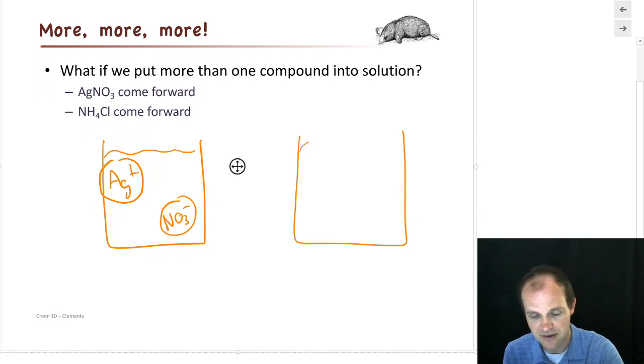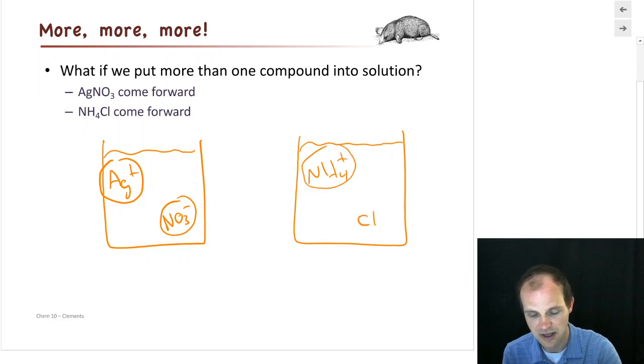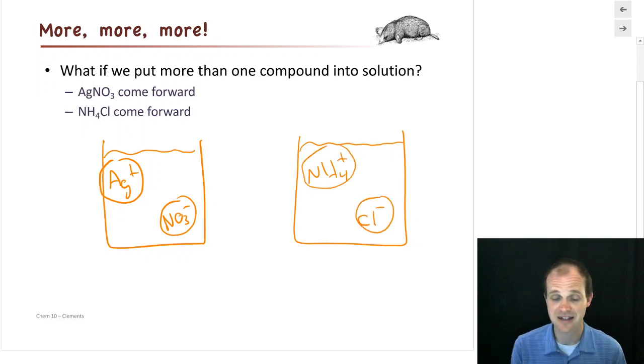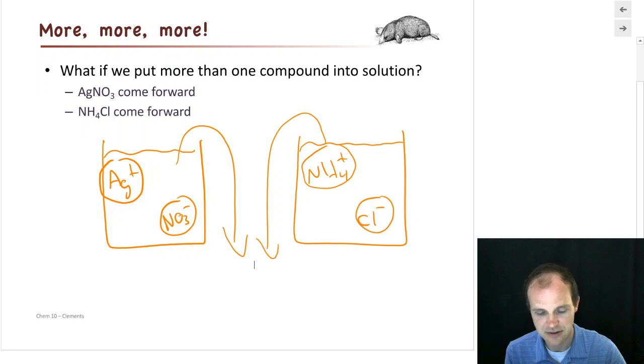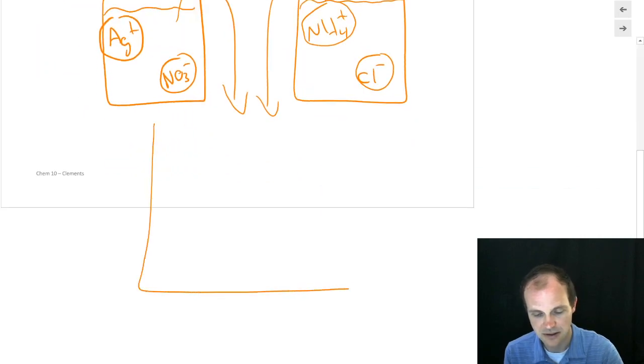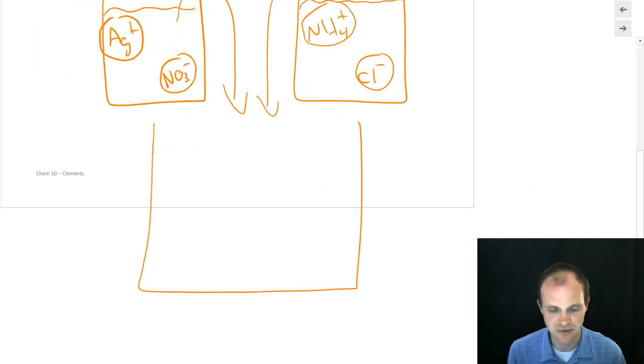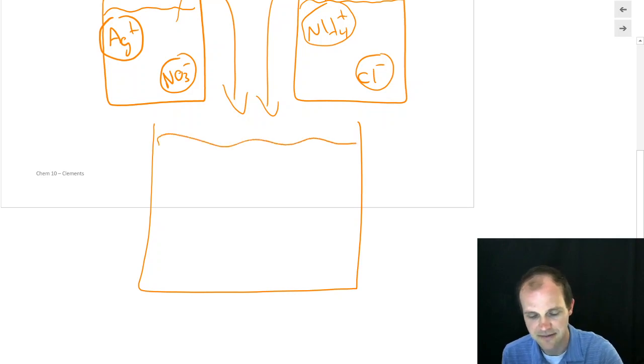And in the other beaker, we've got ammonium chloride. And again, ammonium, always soluble. Chloride, always soluble. So this is a very highly soluble salt. Then what I'm going to do is I'm going to mix these 2 together into 1 beaker. It's got to be a bigger beaker because there's more, right? And what do I have now?